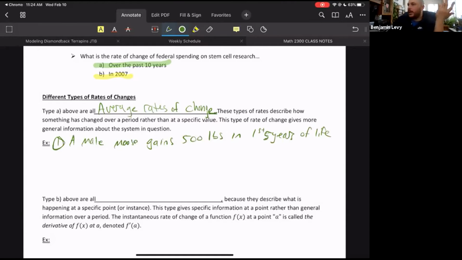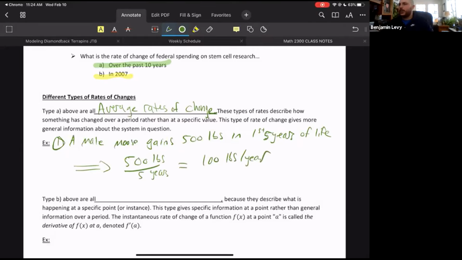How much weight do they gain on average per year? That's the question of the average rate of change. I feel like anyone can answer that, and I would love to hear someone chime in. How much weight do they gain per year? 100 pounds. Yeah, thank you. A couple people answering, that's wonderful. 5 years, 500 pounds, really easy to set up. They gained 500 pounds in 5 years, that's very easily 100 pounds per year. So that's just an example of an average rate of change.